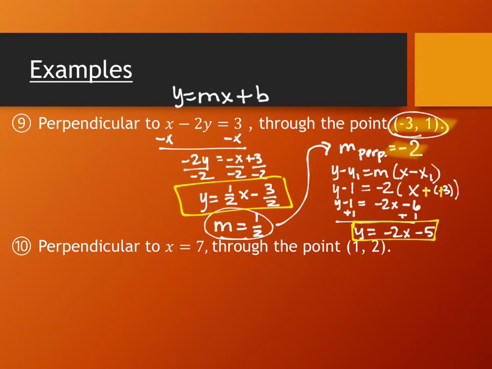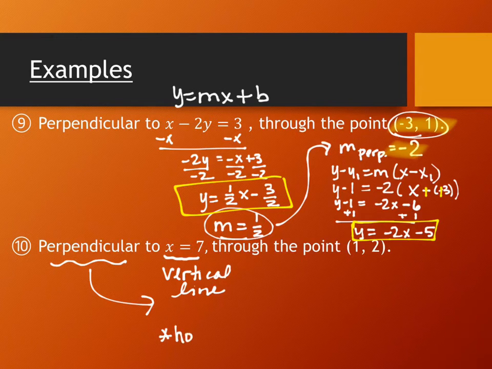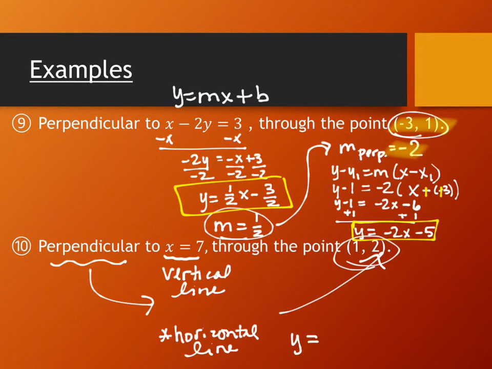All right, the last example, number 10, talks about taking a perpendicular line to the line x equals 7. Here's the kicker, x equals 7. That's a vertical line, right? So, what is perpendicular to a vertical line? Yeah, it's a horizontal line. So I need to find the horizontal line that is through this point, 1, 2. Okay, so a horizontal line has an equation y equals, and the y value in that ordered pair point is 2.